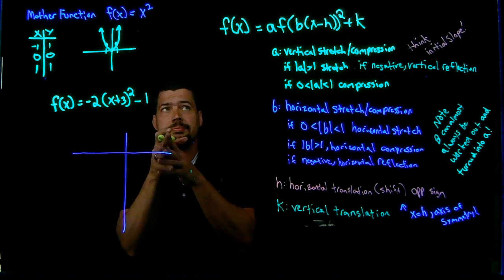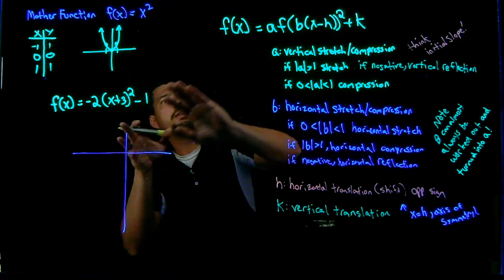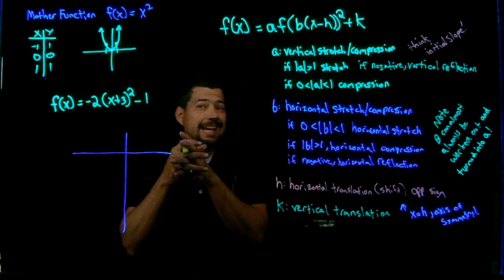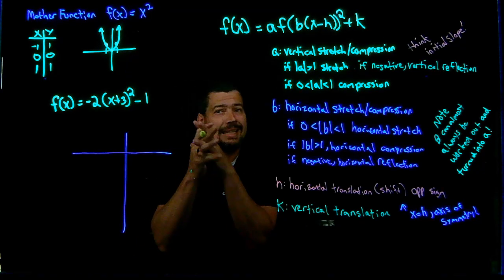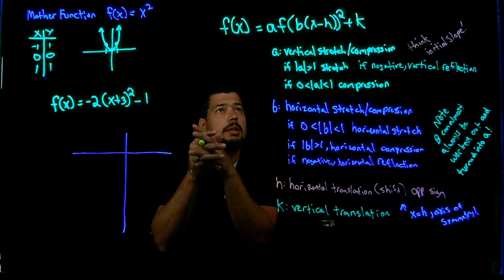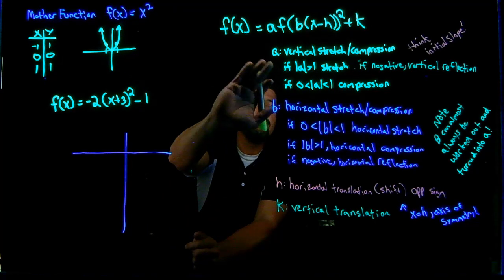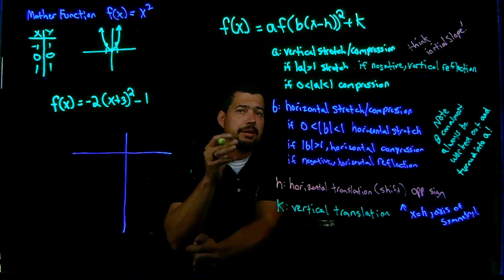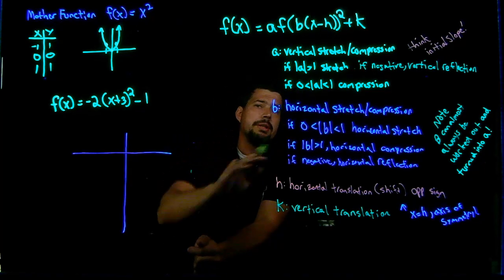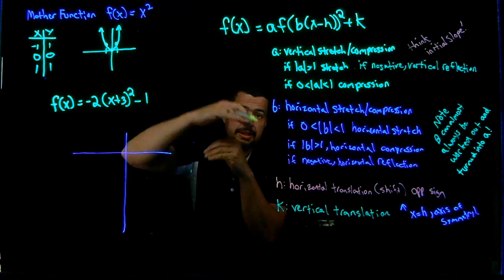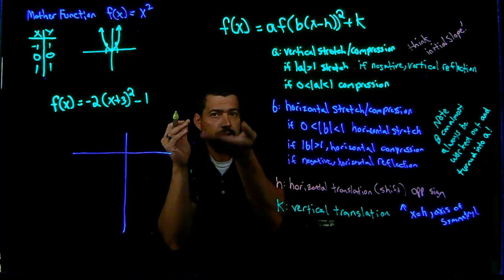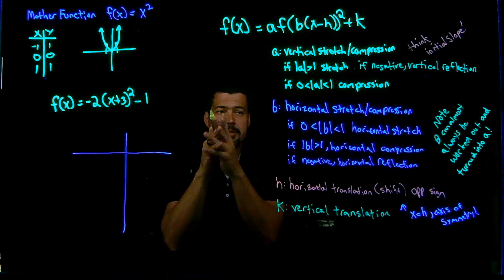That's the mother function. And we're going to transform it using the general transformation form for a quadratic. And it's a times f of b times x minus h, quantity squared, plus k. Now a is what we call the vertical stretch or compression. It's also known as scale factor. That's something you'll hear as well. If the absolute value of a is greater than 1, it's a stretch, which means it grows faster, it gets taller. If a is negative, it is a vertical reflection. It's been flipped upside down.